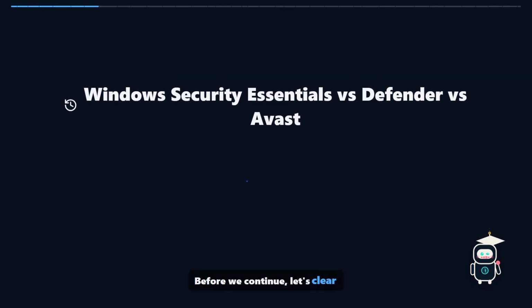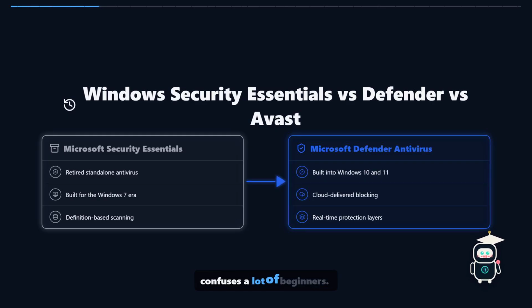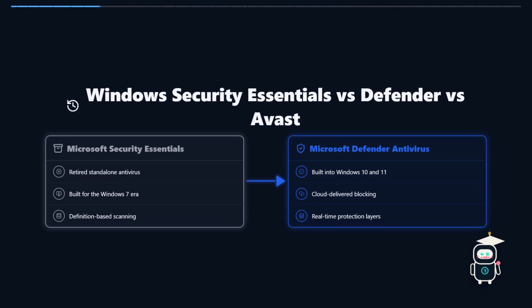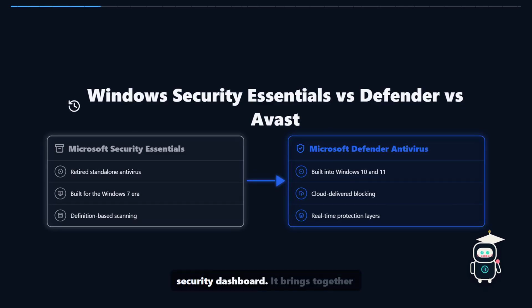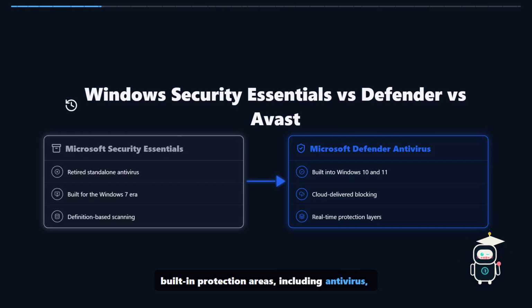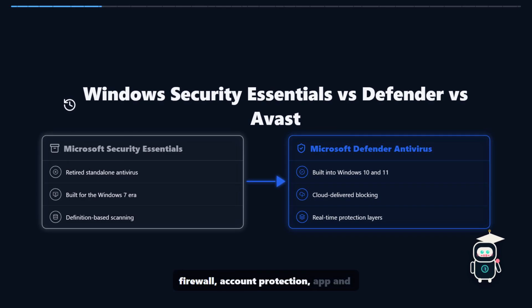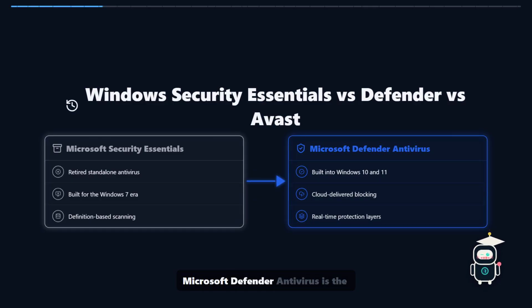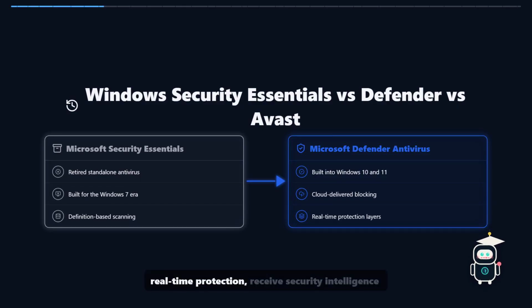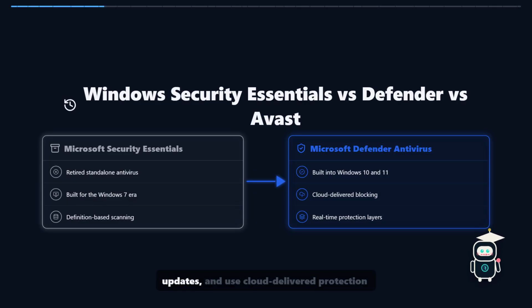Before we continue, let's clear up some Microsoft naming that confuses a lot of beginners. Windows Security is the local Windows application you're looking at. Think of it as a security dashboard. It brings together information and settings for several built-in protection areas, including antivirus, firewall, account protection, app and browser protection, and device security. Microsoft Defender Antivirus is the built-in anti-malware capability. It can scan files and processes, use real-time protection, receive security intelligence updates, and use cloud-delivered protection when configured.